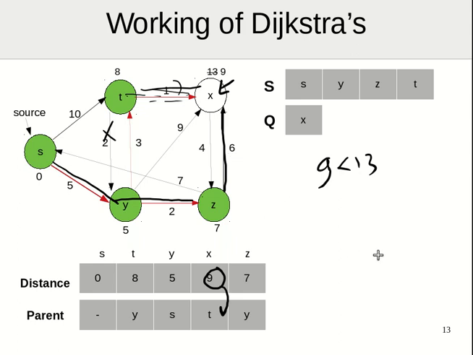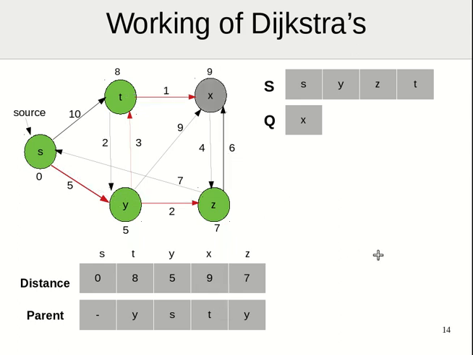Alright, now I'll extract min. I'll extract x, because this is the only remaining one. Do I find any outgoing link? The outgoing link is to z, but for z the path has already been determined, so that's all. I also visit x and I'm done. My queue is empty now, and so I'll stop.